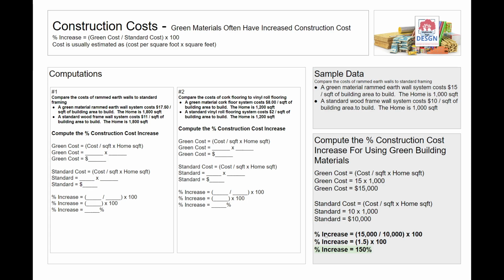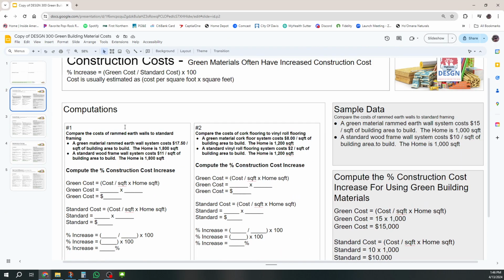So now we do our percent increase. And this helps us because then if we have a 1,500 square foot home, it's easier to figure out. We can just do the percent. But let's get the percent increase. 15,000, that's the green, divided by 10,000, that's the standard, times 100 is my percent. So 1.5 times 100, that's 150% increase. So what you're going to do as you go through here is read what each of these are and fill in the blanks. And it's easiest to fill in the whole blank. So I can take that one.